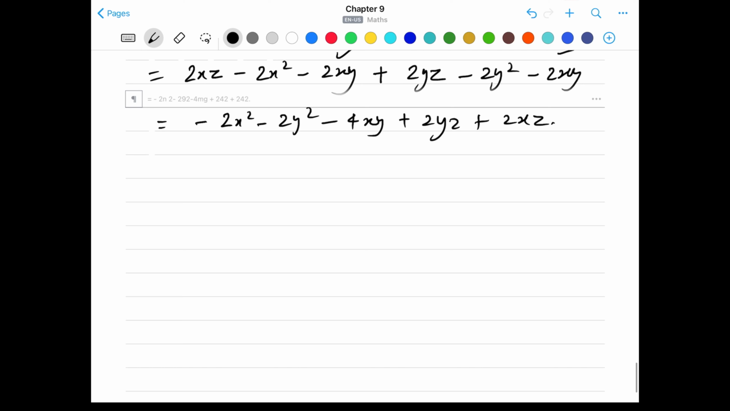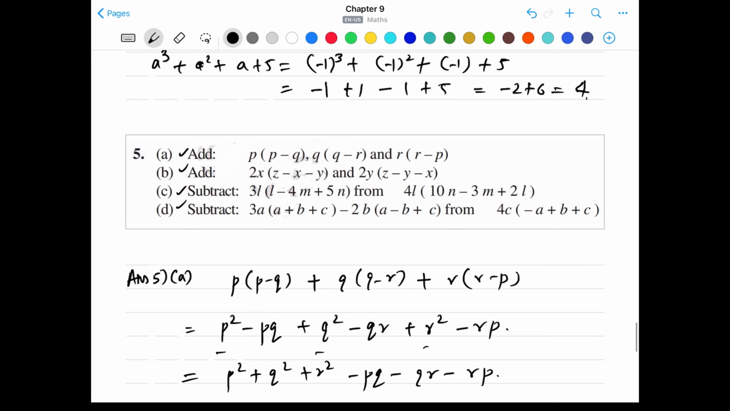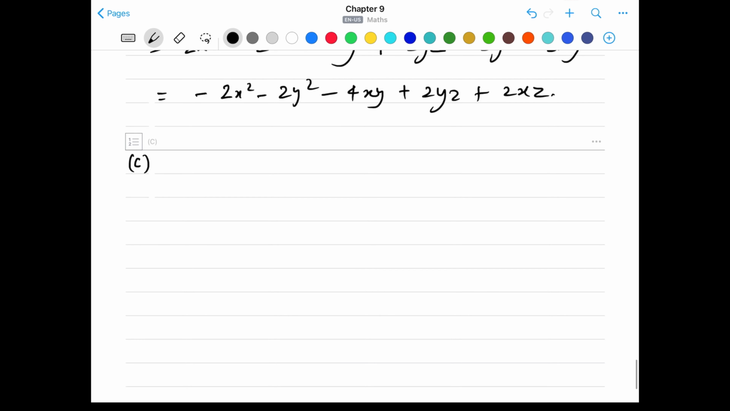Okay, let's see part C. Now we have to subtract the given terms. As you can see, we have to subtract one term from the other. In the place of 'from', first we write that term, then we'll write the second term with the minus sign. So let's start. First we'll write the second term. Like I said, the term which is written after the 'from' should be written at the top, or you can say first.